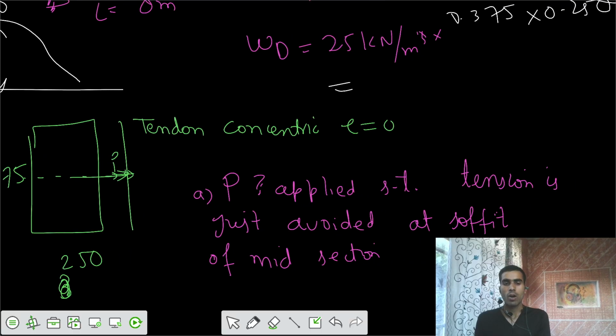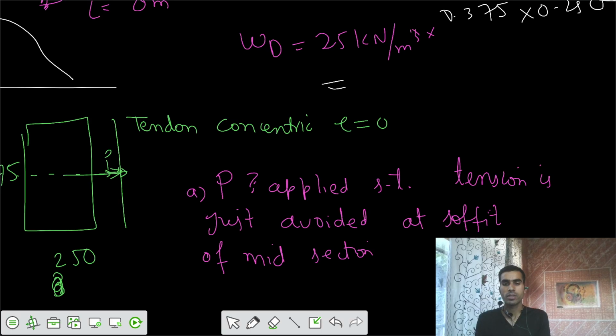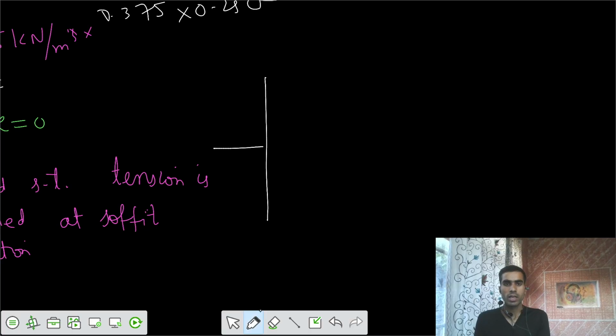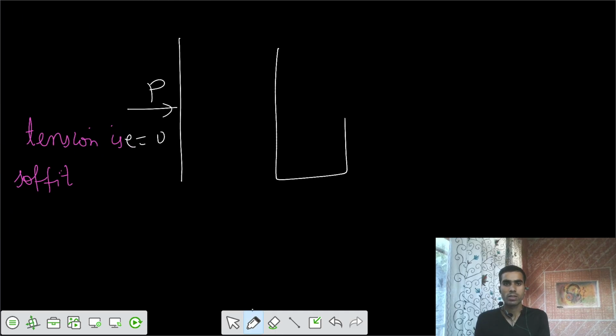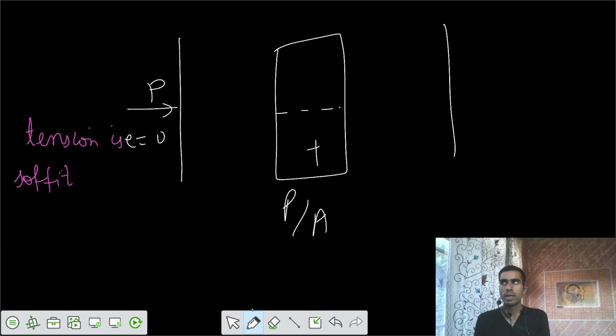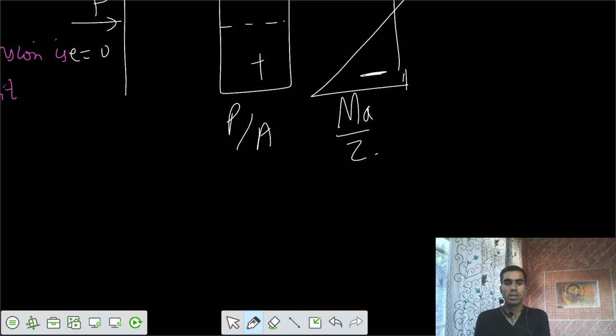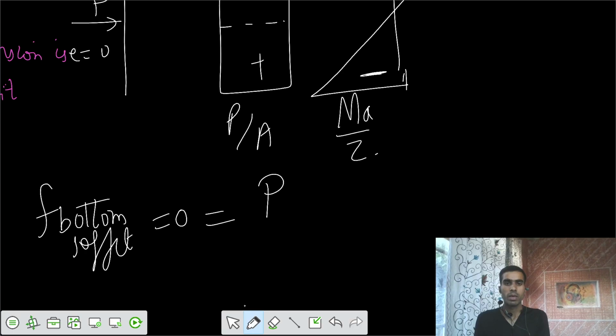And it's asking how much P we are applying concentrically such that eccentricity is 0, and I want tension at the bottom to be 0. Let's take that case. You have this section, you are applying P. That means E is 0. So let's have those stresses. The stresses would be P by A, compressive, and because of the external moment MA, the stress at the bottom is MA by Z. The condition says I want F at the bottom, that's at the soffit, to be equal to 0. That's because of P by A, and because of minus MA by Z.